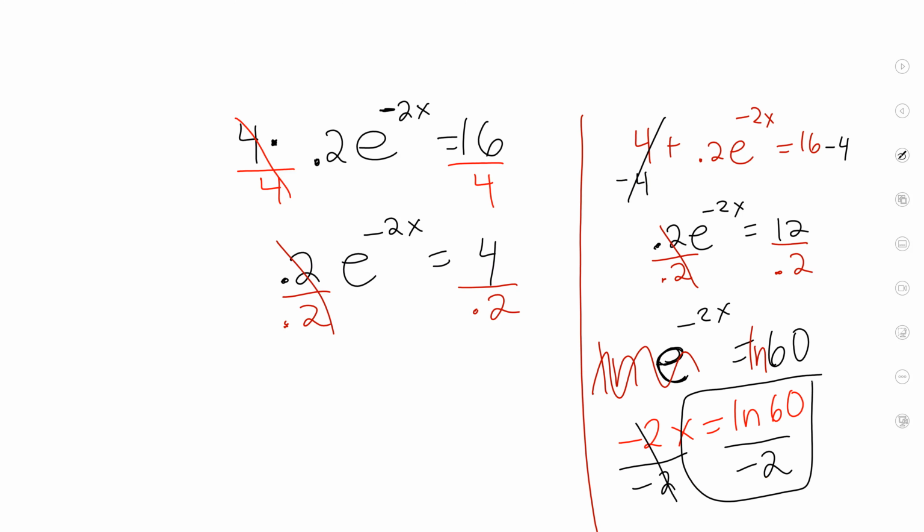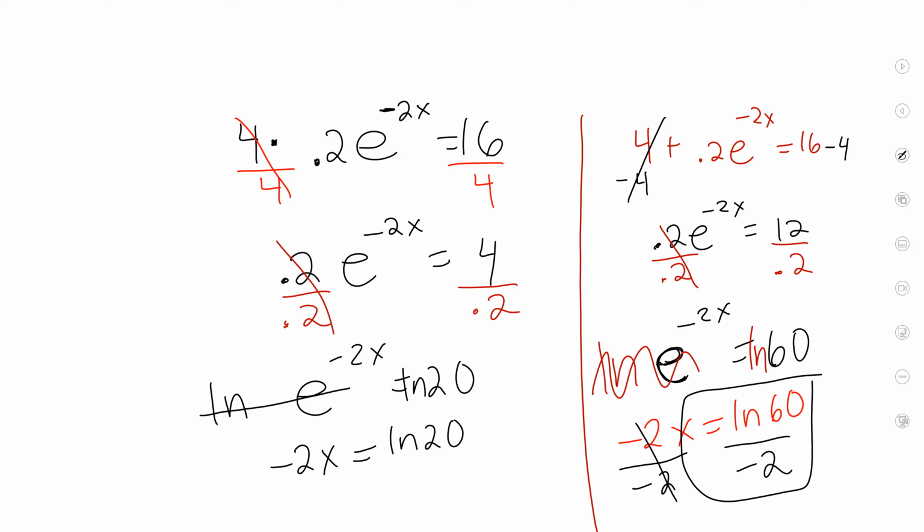Now let's come over here if you're interested. E to the negative 2x. What's 4 divided by 0.2? 20. And then you would take the ln of both sides. That cancels. We get negative 2x equals ln of 20. Divide by negative 2. And this is what you would type into your calculator.